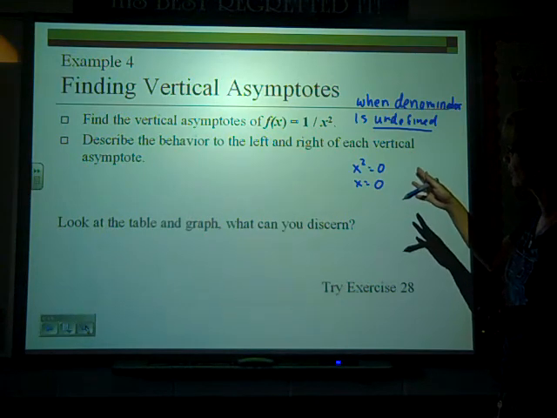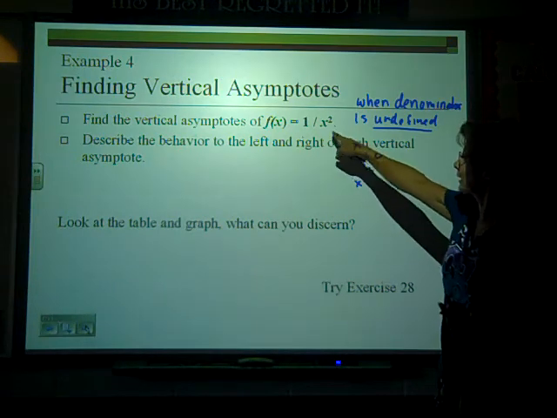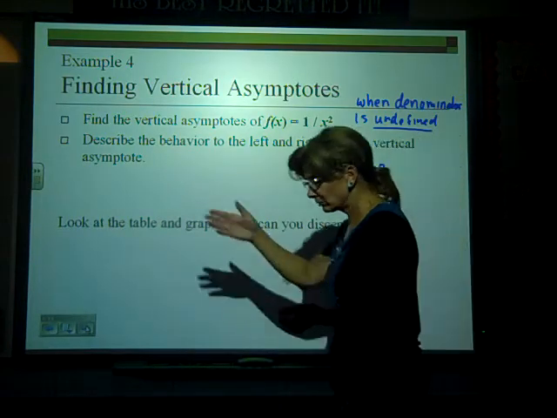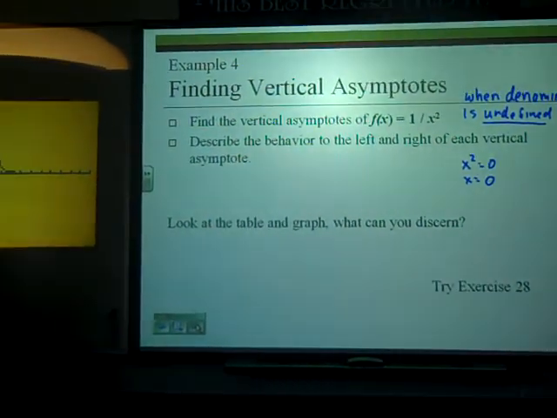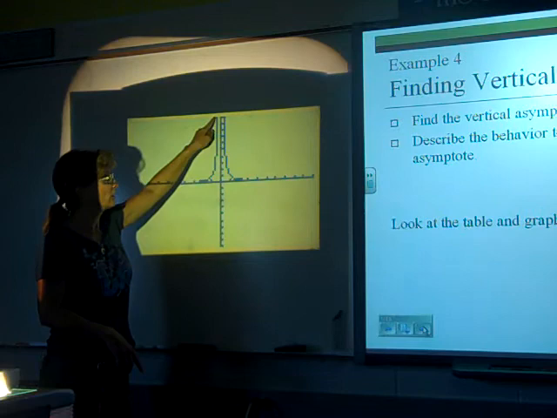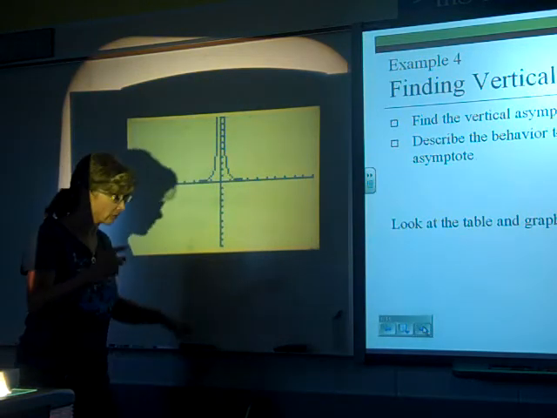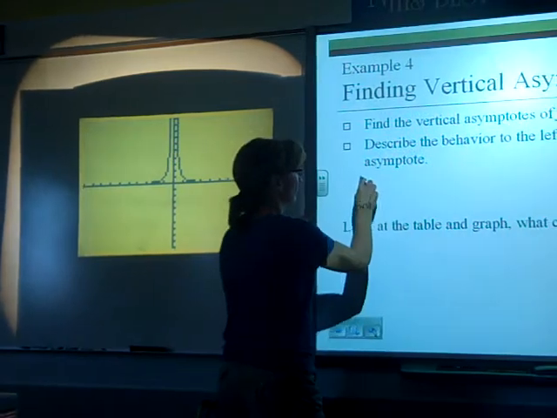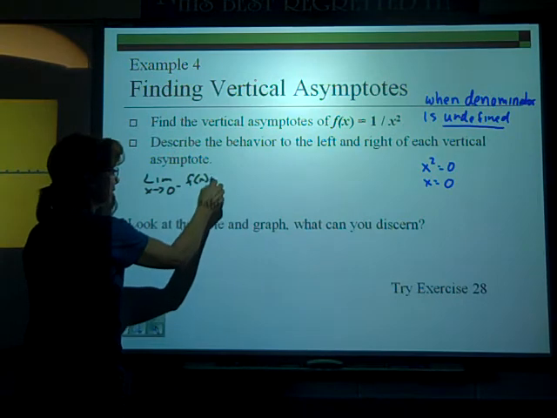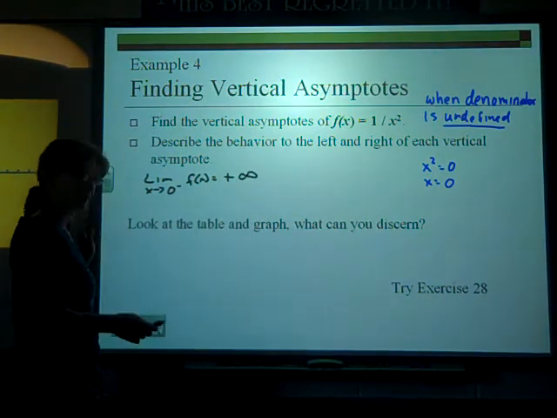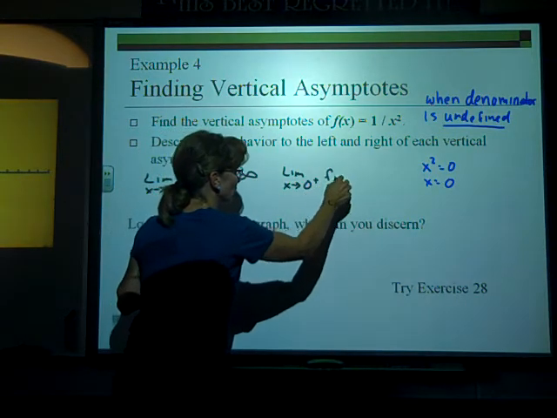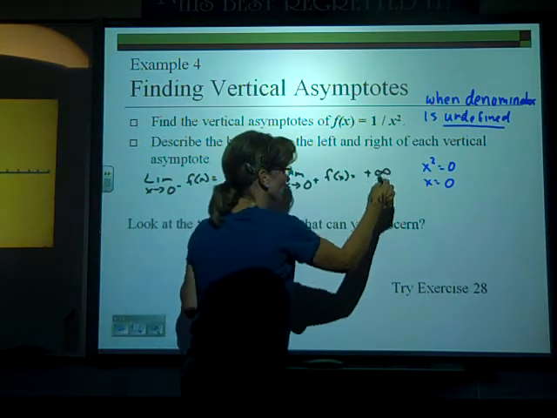Now to look at the behavior to the left and the right, plug in very small numbers to the left and the right of 0. Or if you've got a graph, look at this, and I would say f of x is tending towards positive infinity, both to the left and the right. So we can say the limit as x approaches 0 from the left of f of x equals positive infinity. We can say the limit as x approaches 0 from the right of f of x equals positive infinity.